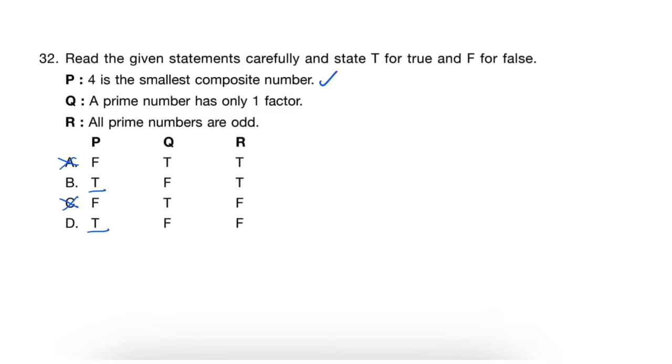Q. A prime number has only one factor. No. It has one and the number itself. Two factors. This is incorrect. False. R. All prime numbers are odd. This is false because 2 is a prime number and it is an even number. So, option D is the correct answer.